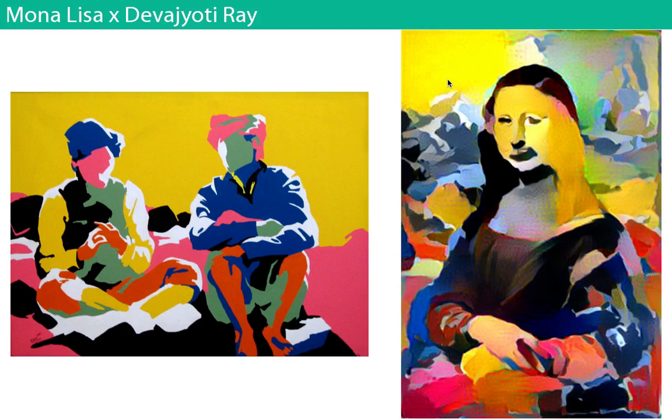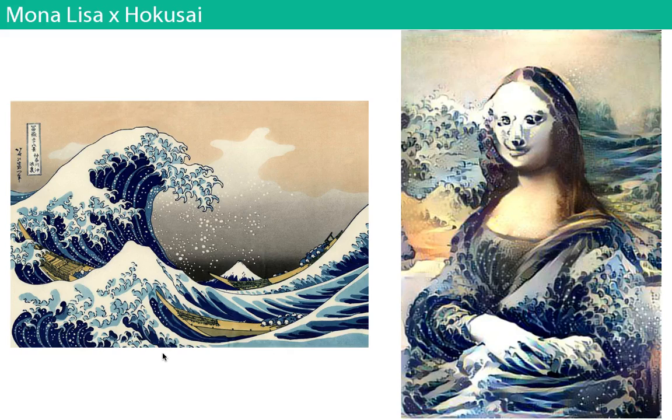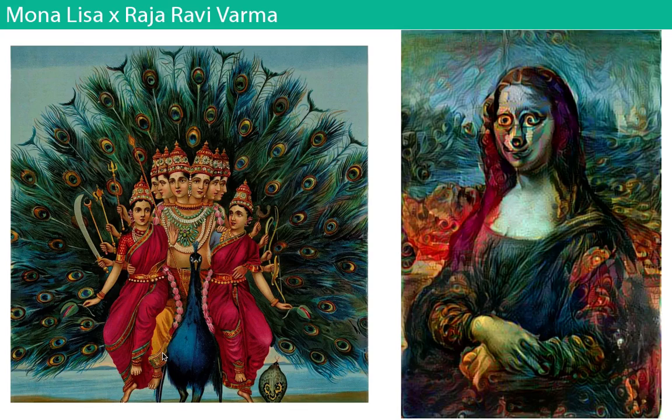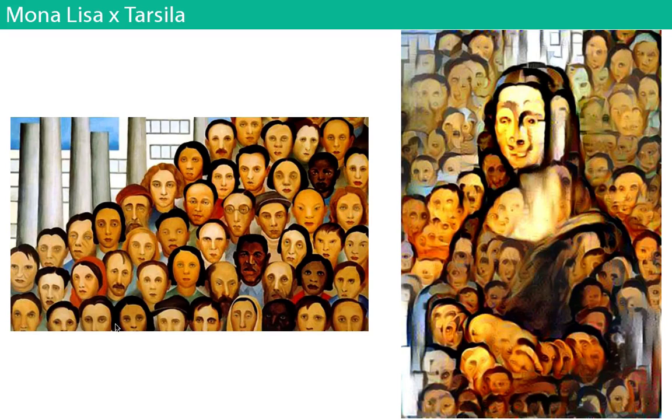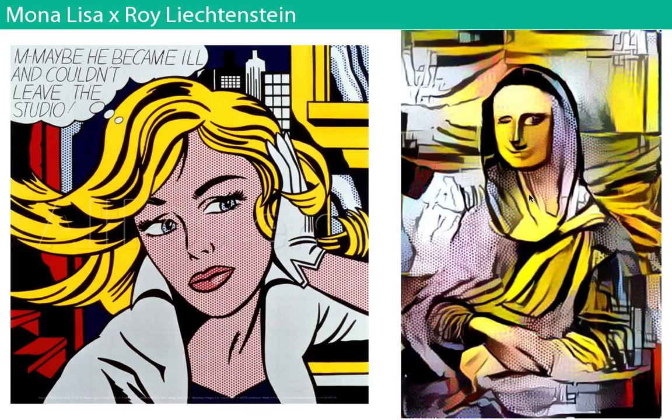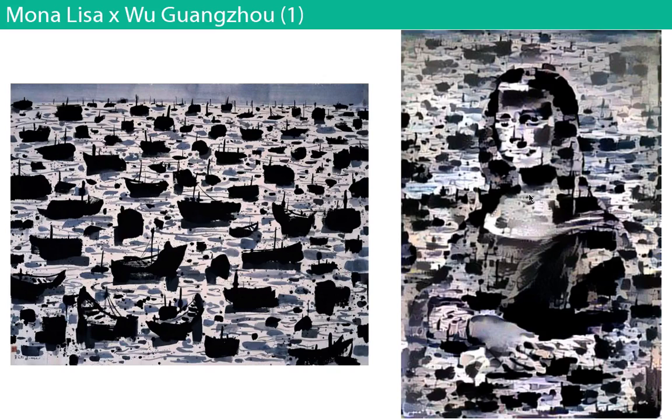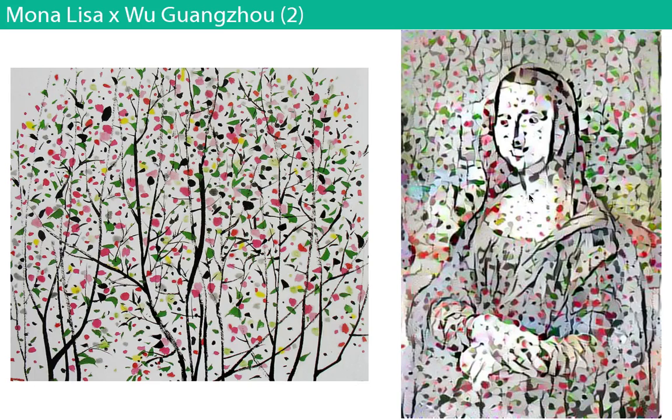Let me just show you a whole bunch of these. This is a whole bunch of paintings that I took and applied to the Mona Lisa. Hokusai is a good one. A lot of Indian artists. And actually, Tarsila is my favorite. This is the heads. He's a Brazilian artist. And Lichtenstein. And the thing is that it appears to work for nearly everything.